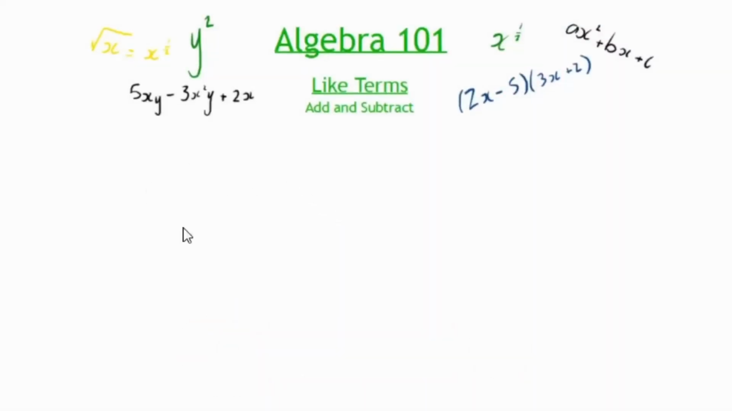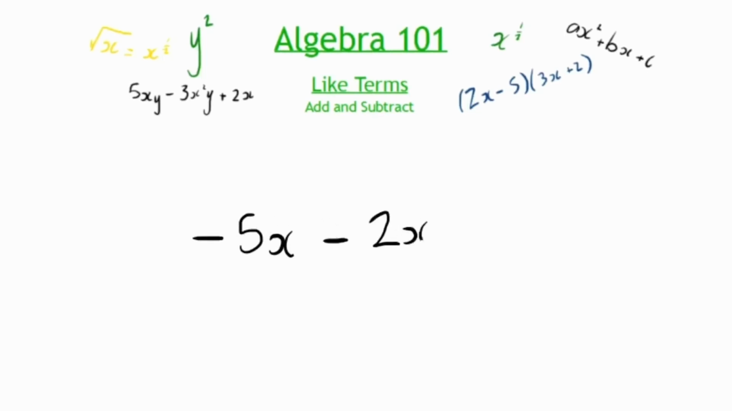Let us look at adding and subtracting like terms. Now, before we can add or subtract like terms, we need to know what these things are. So let us look at the following algebraic term. Now say we have negative 5x and we want to subtract negative 2x.